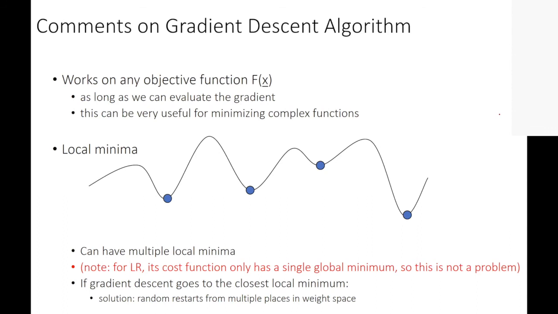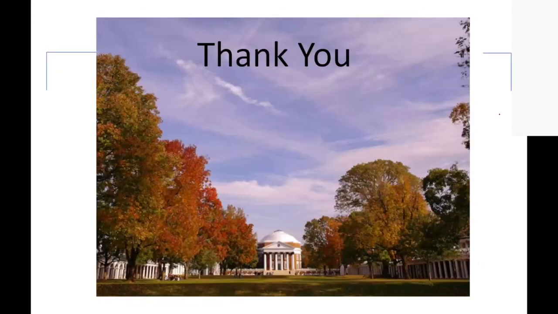And if your function is too complex, gradient descent goes to the closest local minimum. So you can use random starts, or there are many other initialization techniques, especially in deep learning research, to help you start from a good side. Yeah, that's it.